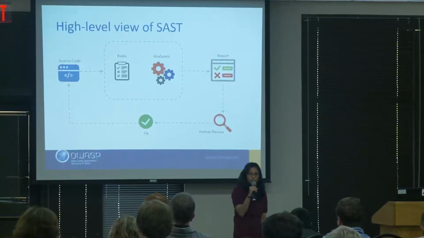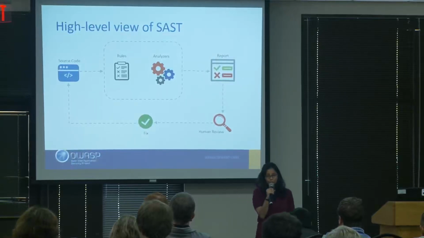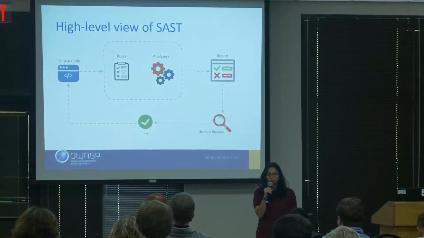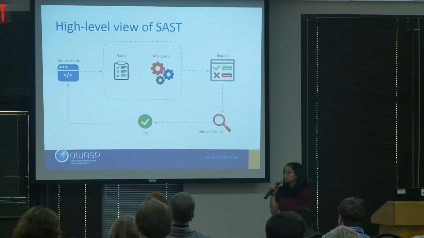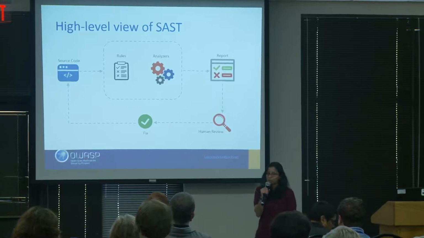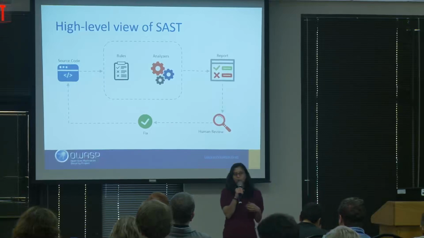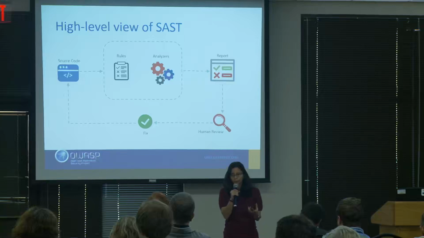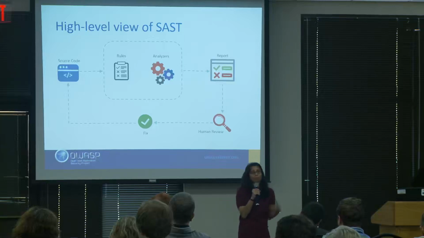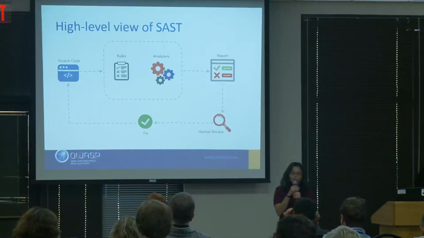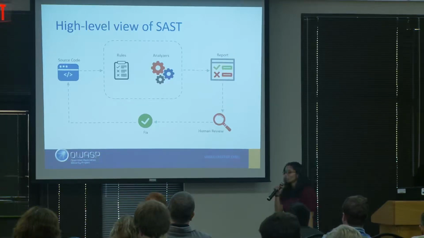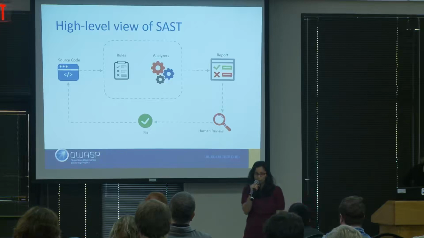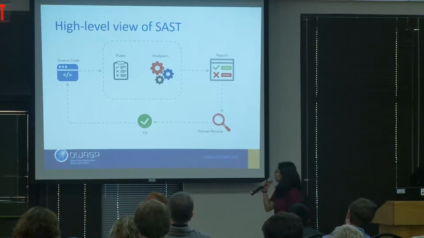These rules could be predefined rules that come along with the tool out of the box, or they could be custom rules that the end user may have added. And then you'll see there is a bunch of analyzers there. Think of analyzers as programs or algorithms which use these rules to scan your source code. We'll zoom into analyzers a little bit in the next slides. But for now, just think of them as algorithms or techniques used to scan your source code.